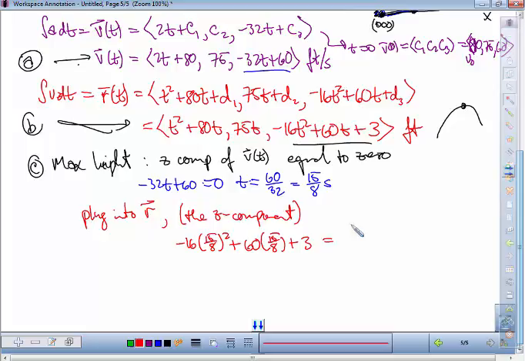So what is it? 59.5. Can we get a confirmation for that? We got another nod of the head, so let's say that's good, and that's the highest point of the ball.